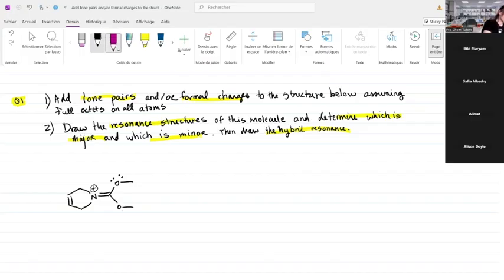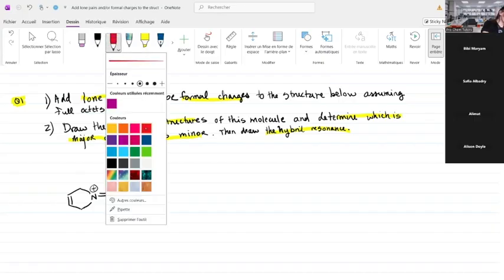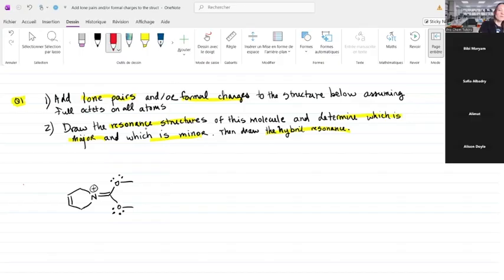Okay, so we've added our lone pairs on the oxygen and the formal charge on the nitrogen. Now, when we try to draw resonance structure, the first thing that I would do is look at where the electron wants to go. Remember that electron wants to go where there is a lack of electrons. So in this case, nitrogen is positively charged, so it wants to receive electrons.